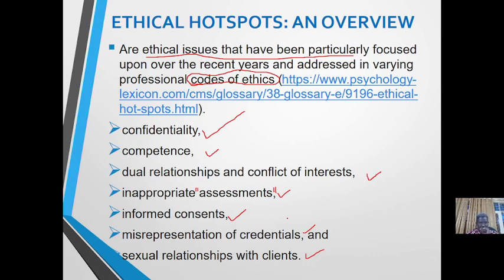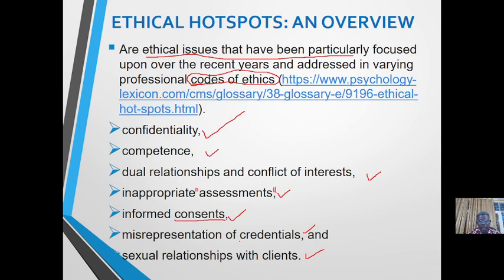Informed consent. Informed consent in other areas. Okay. Trying to abuse our fellows, we tend to give out information of others without their consent. That's another area where we have to consider our conduct.